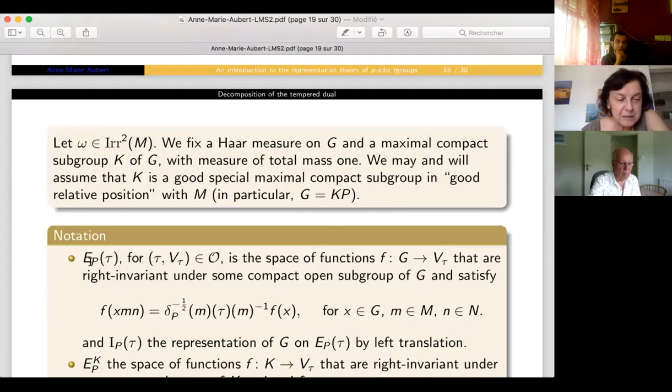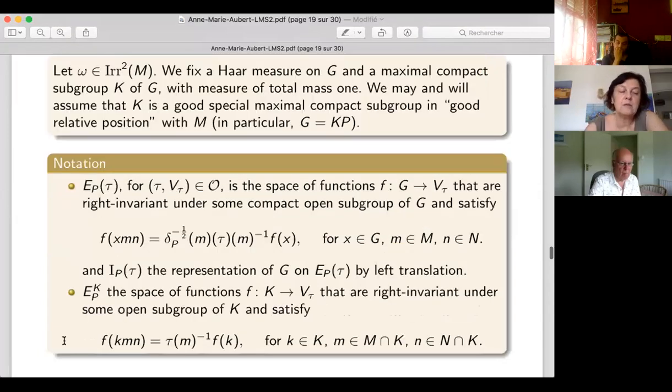So we denote by E_P of tau, when tau, V_tau is a representation in the orbit O, the space of functions from G to V_tau that are right invariant under some compact open subgroup of G and satisfy the following relation. Here delta_P is the modulus function of the parabolic subgroup. And we denote by I_P of tau the representation of G on this space which acts by left translation.